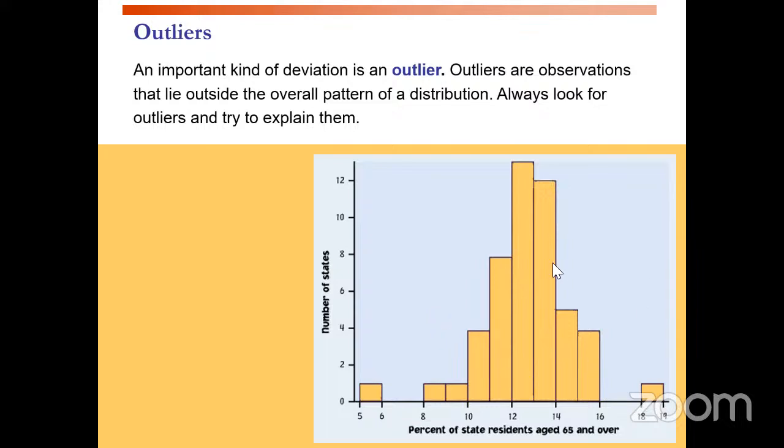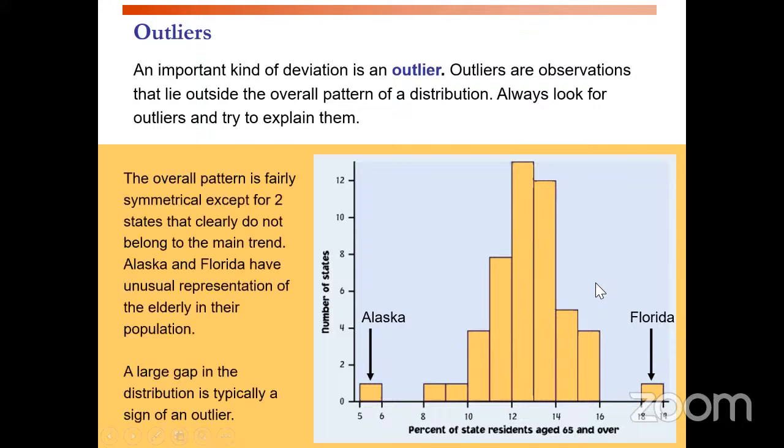When you have represented the histogram of any data set and it looks like this, it means it is out of certain patterns. We started the pattern, you could see, from the age of 8, percent of state residents aged from 8 and then going till 16, whereas 5 and 18 are not in the pattern. If you see this graph, the pattern is fairly symmetrical if you only consider the middle one.